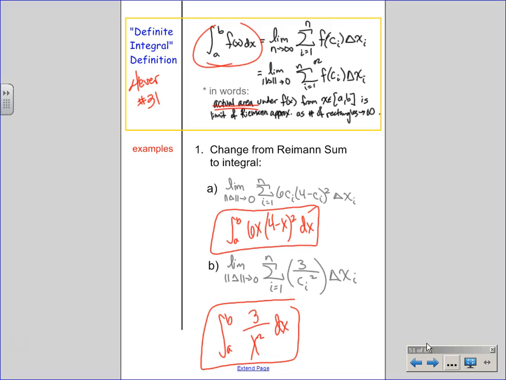So the c's were just the x's, so all you have to do is replace the c sub i's with x's, so 6x times 4 minus x squared. And then your delta x, which was your little bases, we just get to make the dx. And once we learn how to solve the definite integral, we could go from there.